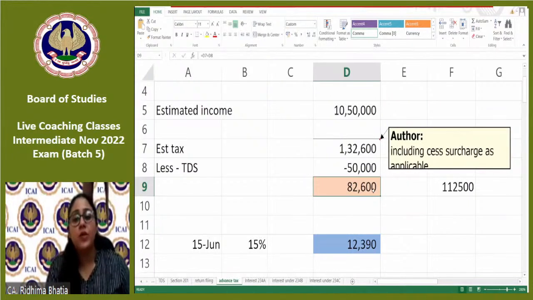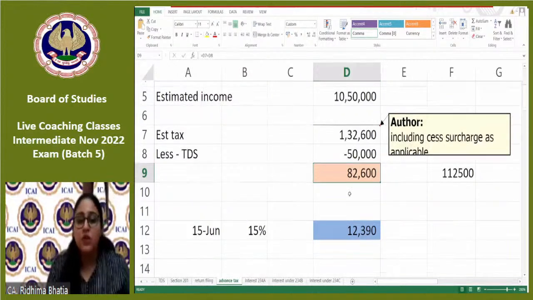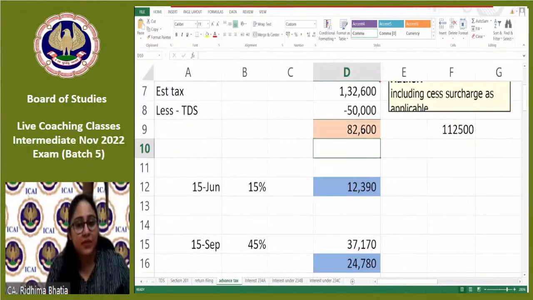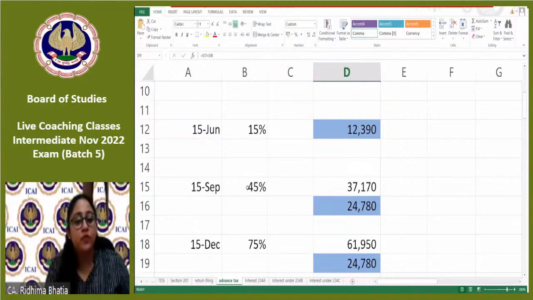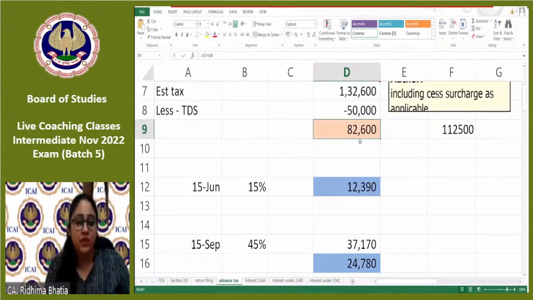Once you calculate your advance tax, you have to deposit it during the year itself. That's why the name is advance, because generally you estimate your income, actual income, and assess it in the assessment year. So with advance tax, you are doing it not in the assessment year but in the previous year itself. Once you calculate your estimated tax liability, you divide it into 4 installments. Up to 15 June, you have to deposit 15% of the entire advance tax. Up to 15 September, you have to deposit 45% of the entire advance tax.